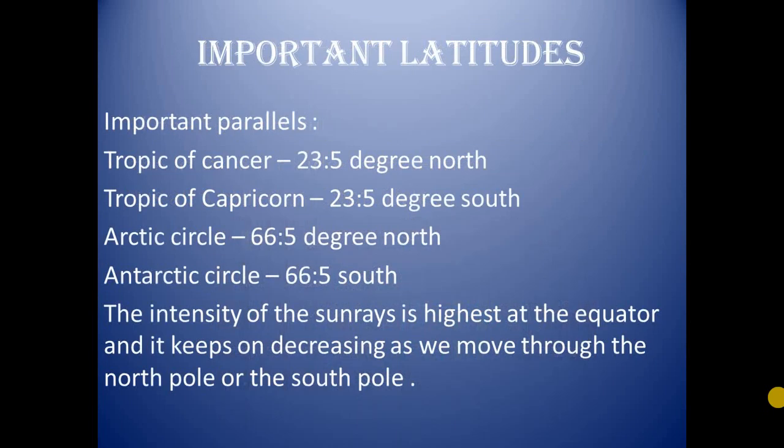Now, important latitudes we will learn. Important parallels: Tropic of Cancer at 23.5 degree north, Tropic of Capricorn at 23.5 degrees south, Arctic Circle at 66.5 degree north and Antarctic Circle at 66.5 degrees south. The intensity of the sun rays is highest at the equator and it keeps on decreasing as we move towards the North Pole and the South Pole.